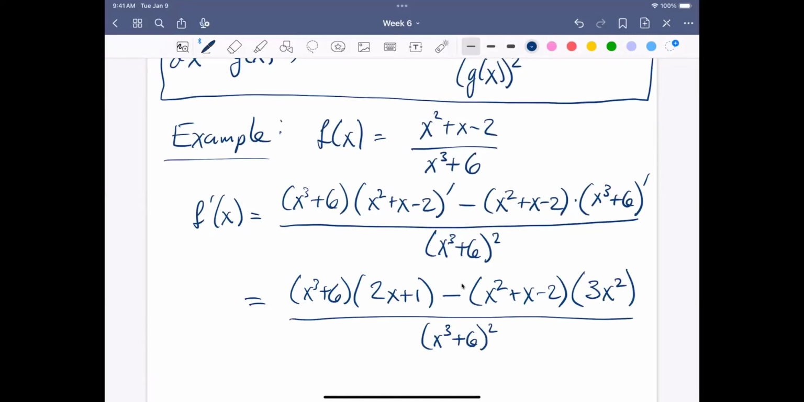So if we wanted to, we could expand this all out and simplify. I don't know what Professor Brandt's policy is going to be on the test. I know last semester, this is what we wanted to see, because then we can see if you actually know quotient rule, but. All right.